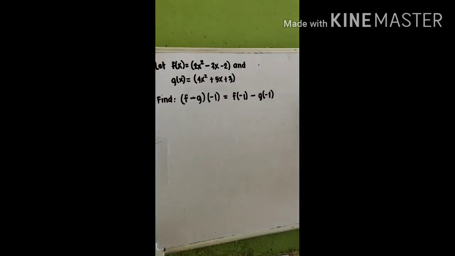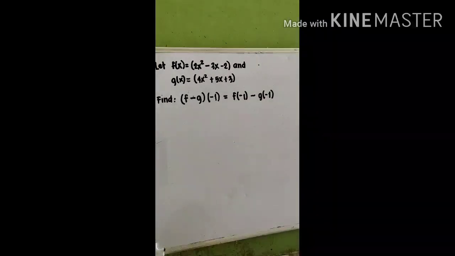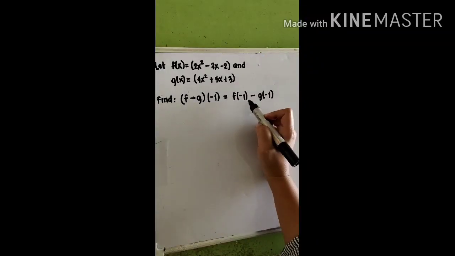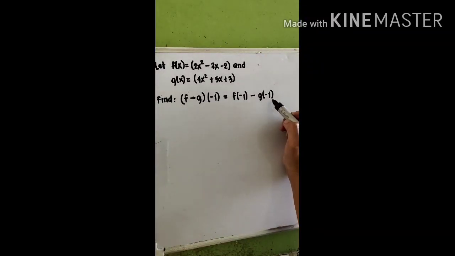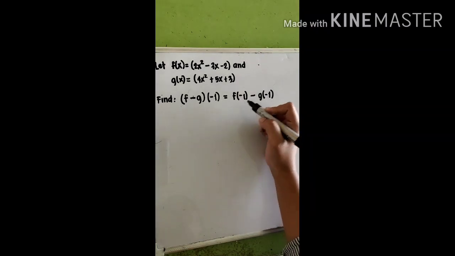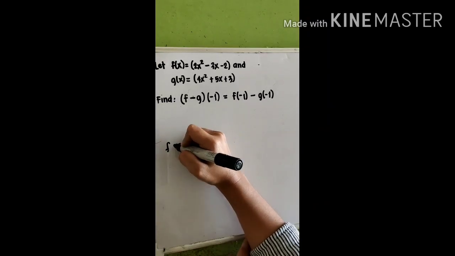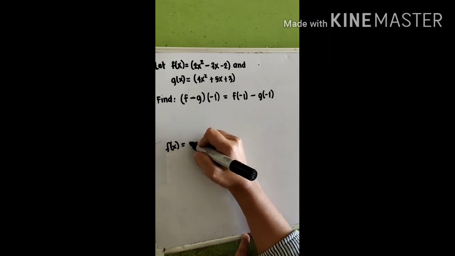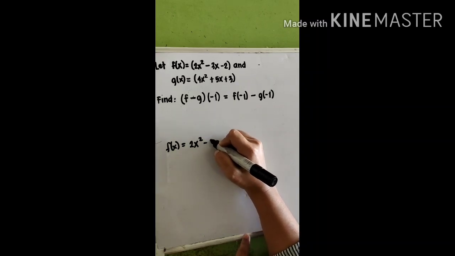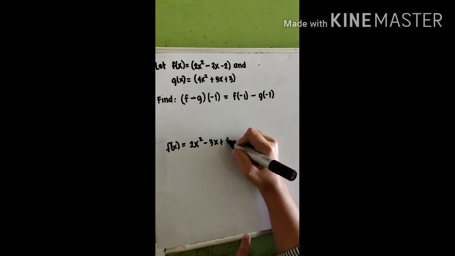For the fourth example, we are going to find the difference of f of negative 1 and g of negative 1. So here we are again incorporating evaluating functions with operations on functions. So we have to solve first for f of negative 1 and then g of negative 1 before we are going to subtract their answers. So f of x is equal to 2x squared minus 3x plus 2.